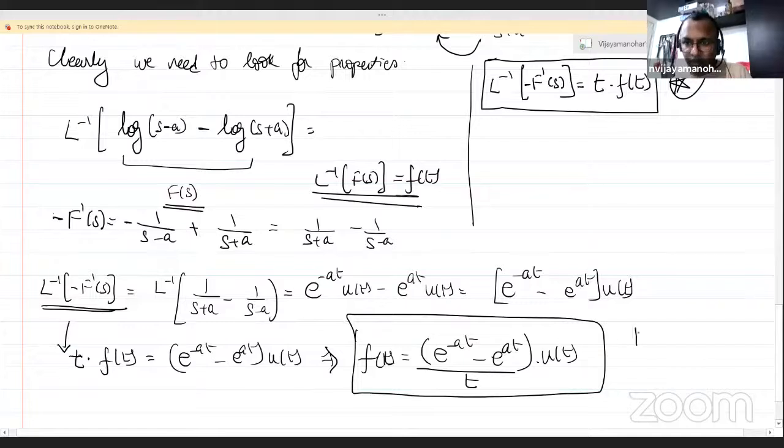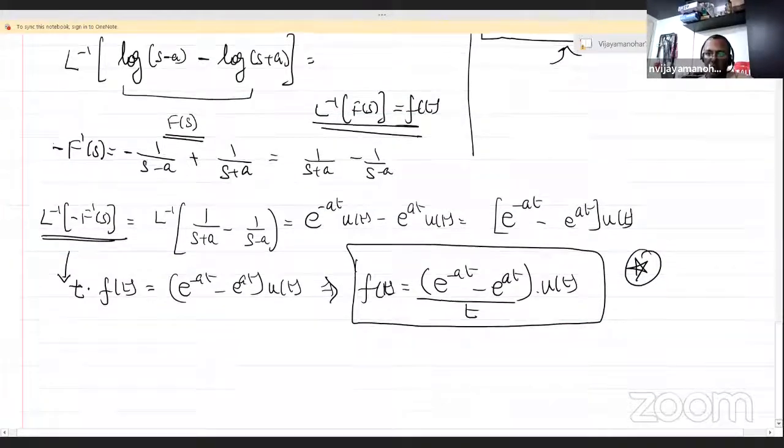This is very interesting, because this is not a conventional Laplace inverse. All the conventional Laplace inverses will be of some polynomial or something like that, but this is totally unconventional. This is where this type of property comes into play. Clear? This is a very interesting application of the property. Okay, so this is very important.